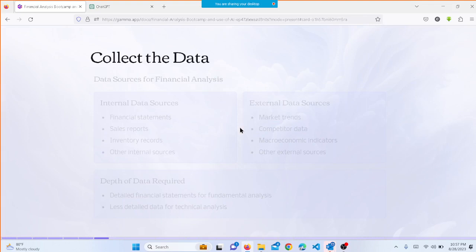Okay, that was the first step. The second step is collecting the data. Now, collecting the data is, as I explained earlier, the data source for financial analysis.